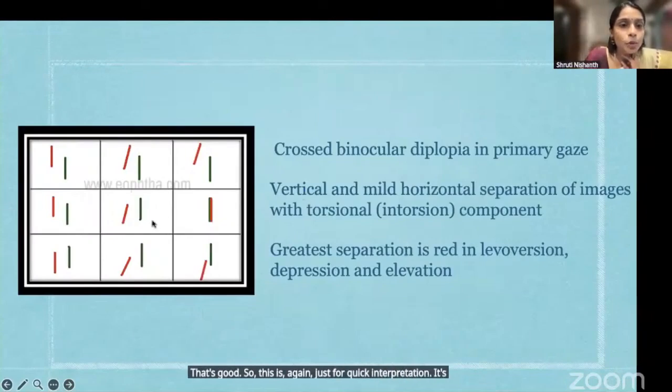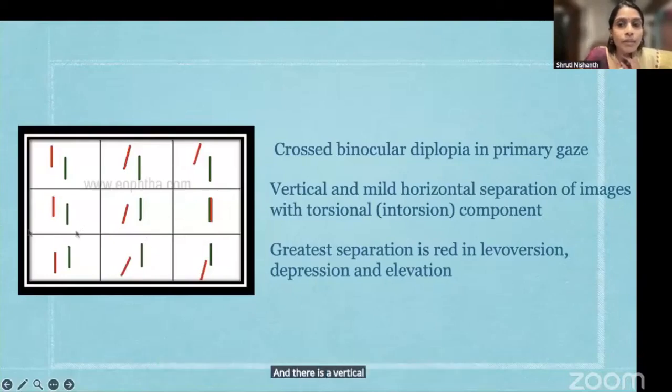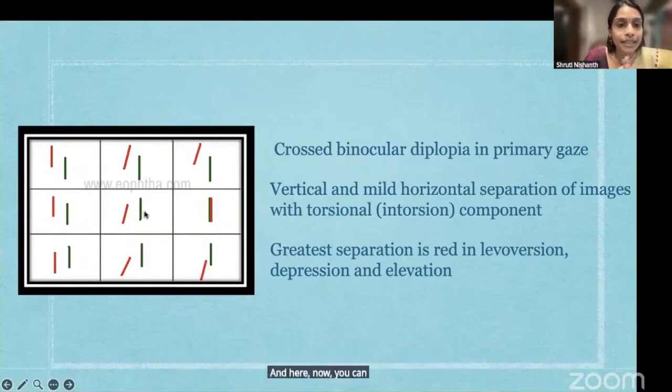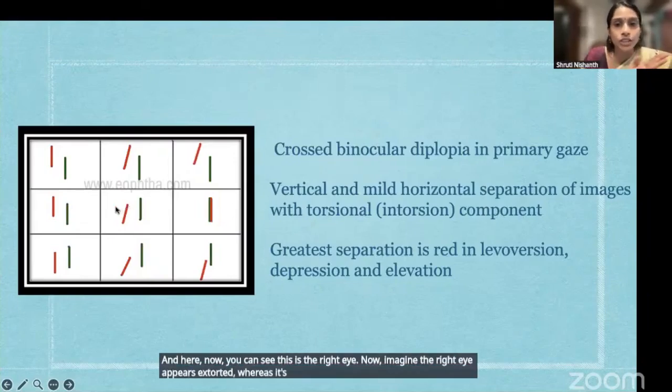It's a cross diplopia because now you see the red is on the other side to the green. And there is a vertical as well as a mild horizontal separation. And here now you can see this is the right eye. Now imagine the right eye appears extorted, whereas it's actually the intorsion that is going on.